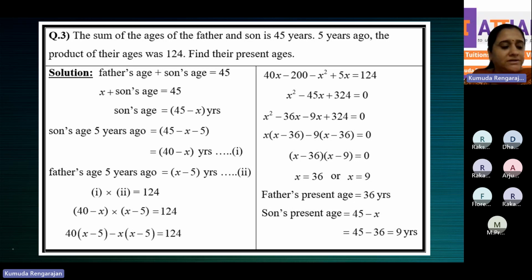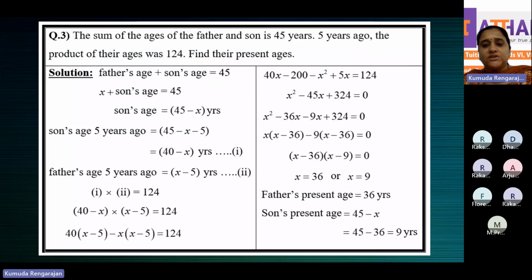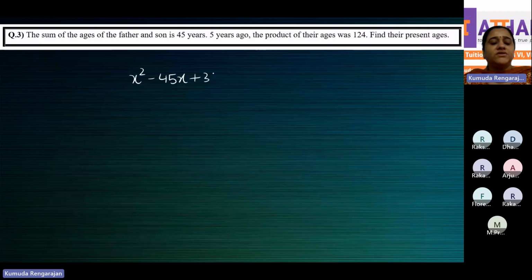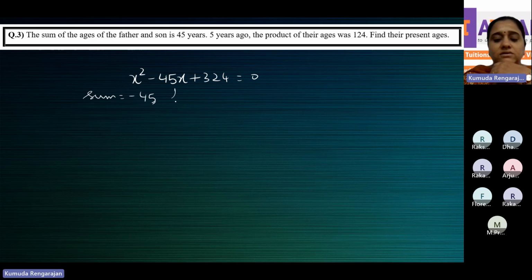So here I've split the middle term. Again, what is this equation? x squared minus 45x plus 324 is equal to 0. Let's recall how to factorize this by splitting the middle term. So what is the sum? Minus 45. Product is 324.